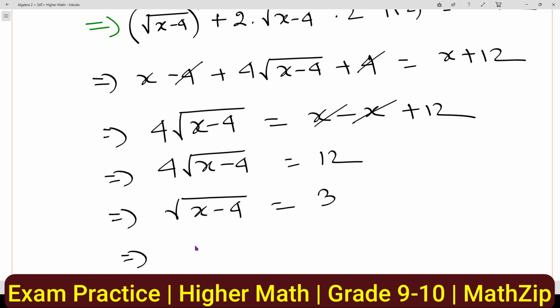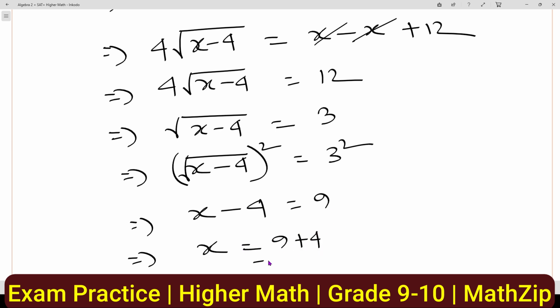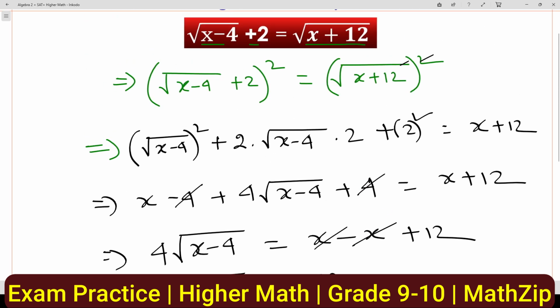Now again we square, so it will be (√(x − 4))² equals 3², right? Then this root will be out, so here is x − 4 equals 3², which means 9. Then x equals, we are adding 4 to both sides, so 9 + 4, it will be 13. So our answer is 13, but here is one condition.